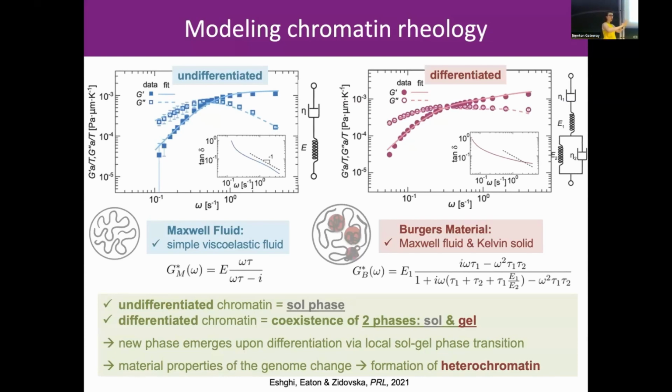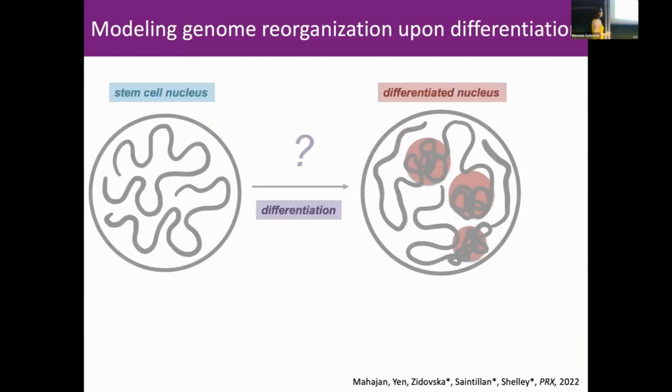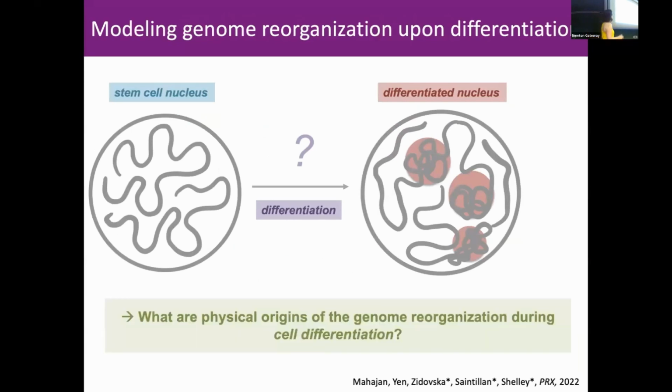In differentiated chromatin, you have a coexistence of two phases, sol and gel, and these new phases emerge during the formation of the heterochromatin. So it's the heterochromatin, the silenced genes, that correspond to this gel. So once we had this experimental evidence, the next question that came up was, how do we think about the physical origins behind this genomic reorganization? What forces, what are the physical principles behind this large-scale reorganization?